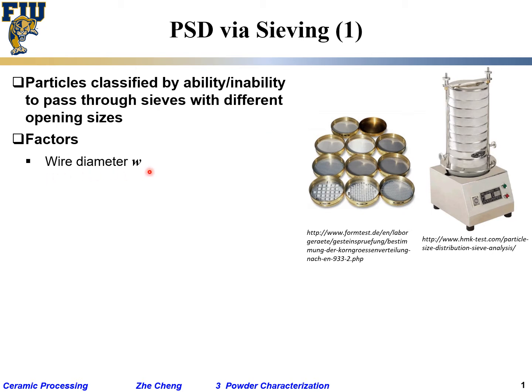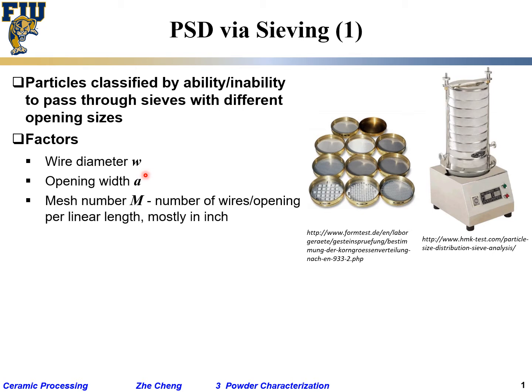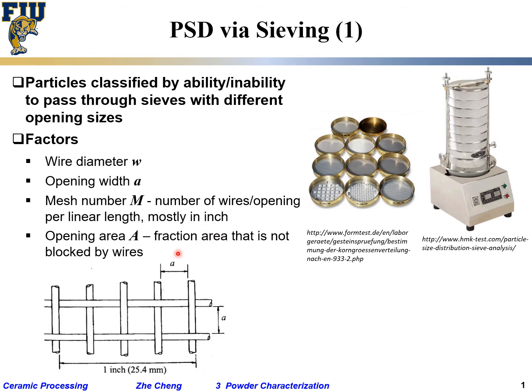And the factors that impact include wire diameter, wire width, opening width, which is between wires, how much opening I leave open, and then the mesh number, how many wires or how many openings per linear length. Mostly people use the English system, in inches. Then opening area, the fraction of area that is not blocked. And typically, your mesh looks something like this, woven together using wires.